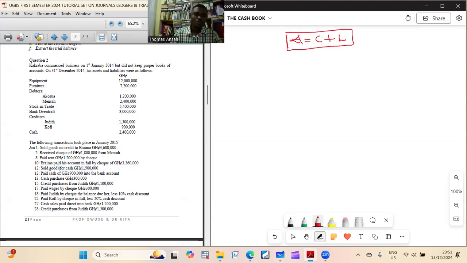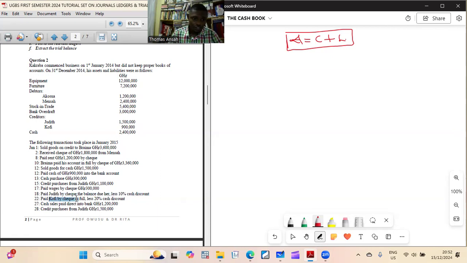So if we were looking at goods and cash, we will be reducing our goods and we will be increasing our cash. So that is that. Paid cash into the bank. So this one, pay the cash into the bank, it will be a contra entry. Is that not it? We have credit purchases from Judith. All right, which one? Purchases day book, right? Paid wages by check. Which one? Cash book. Pay Judith by check the balance due her less 10% cash discount, which means that we have to open a 3-column cash book.